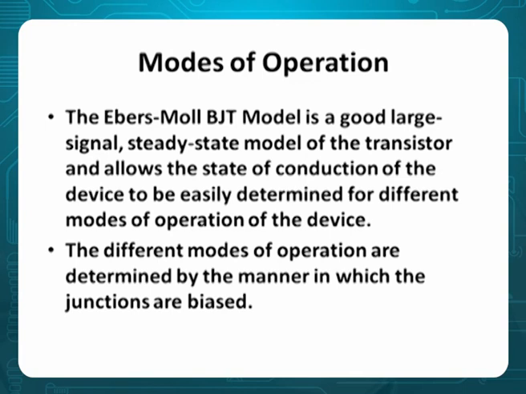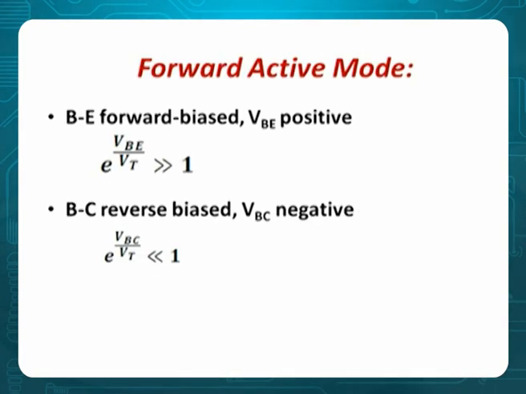And let us check how far they are going to really work and what are the different modes that we have. We have a lot of modes here. The first mode is forward active mode. That means input is forward, output is reverse. When input is forward, this voltage is positive, so e power VBE by eta VT will be a large quantity. If output is reverse, it will have a negative exponent, so e power minus will become very small. This is very high, this is very small. So these are the two characteristics.